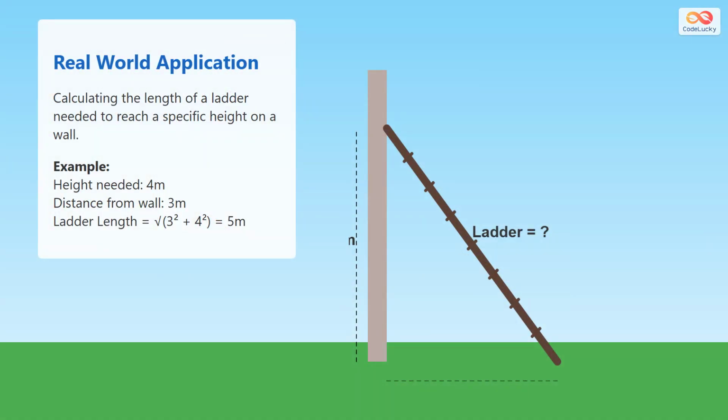Why is this useful in real life? Imagine you need to place a ladder against a wall to reach a window 4 meters high. If you place the base of the ladder 3 meters from the wall, how long does the ladder need to be? Using the theorem, we calculate 3 squared plus 4 squared, which gives us 25. The square root of 25 is 5, so you need a 5-meter ladder.